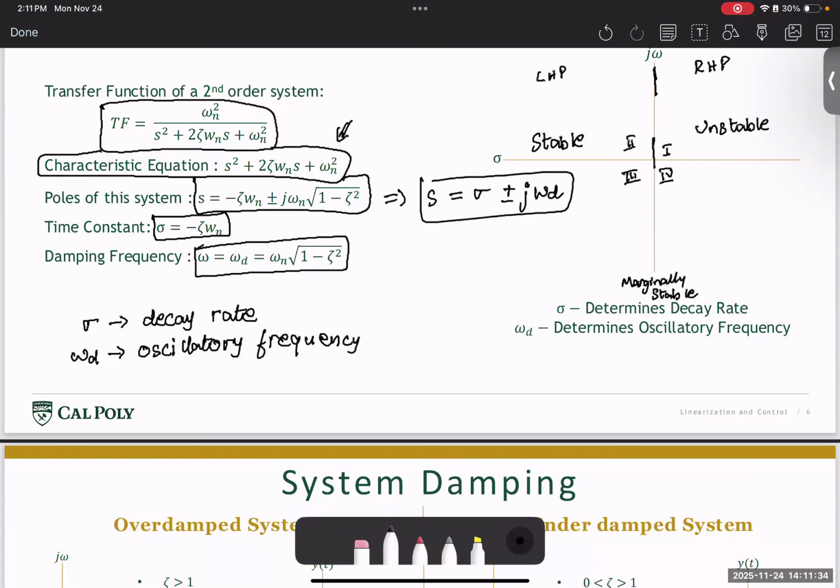So if we know the sigma value as well as the omega d, which is the decay rate and the time constant and the damping frequency, then we can determine whether the system is stable or not. And here, looking at what the time constant and damping frequency depend on, they depend on the damping coefficient zeta, and they also depend on the natural frequency of the system, which is given by omega n.